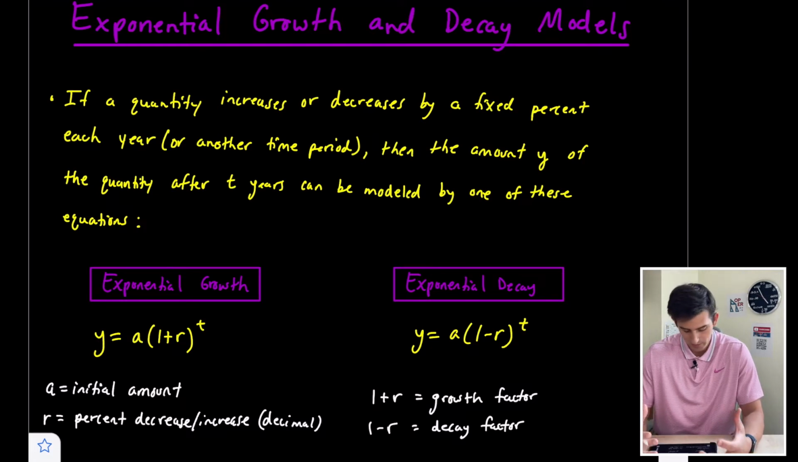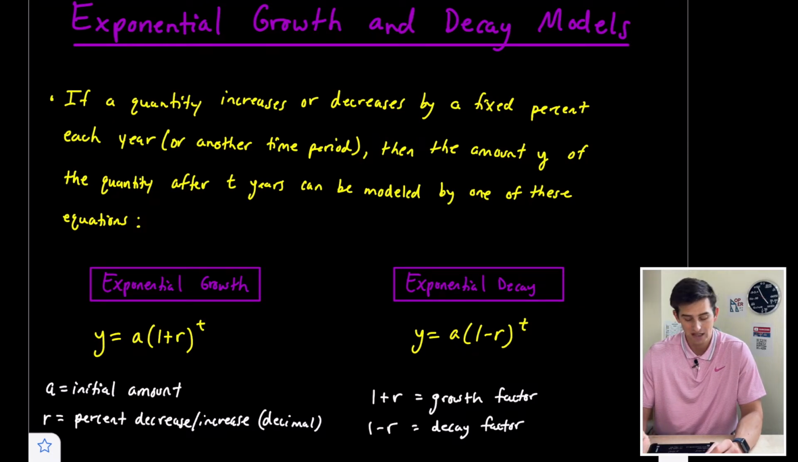So what do these variables represent? Well, y is the amount that the quantity is going to increase or decrease. t represents our time in years. a is our initial amount. What are we starting with? How much are we starting with? The value of the car or the initial population, whatever we're trying to figure out. And then r is our percent decrease or increase, and that is written as a decimal.